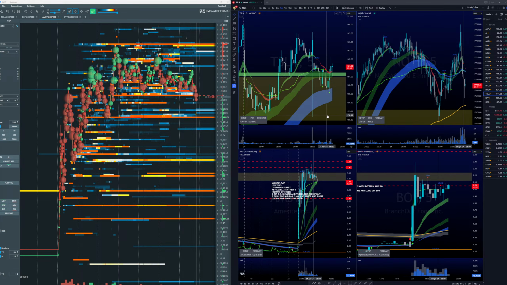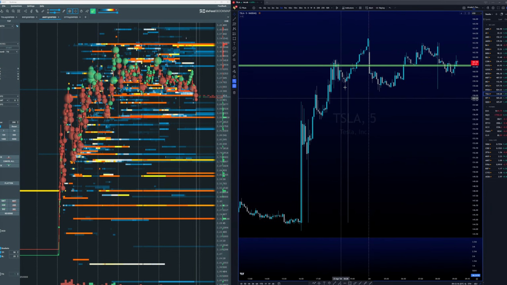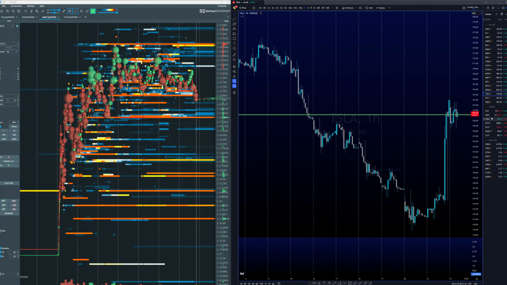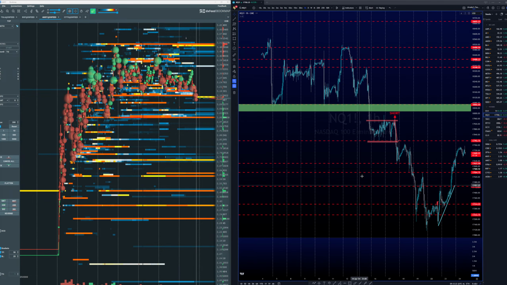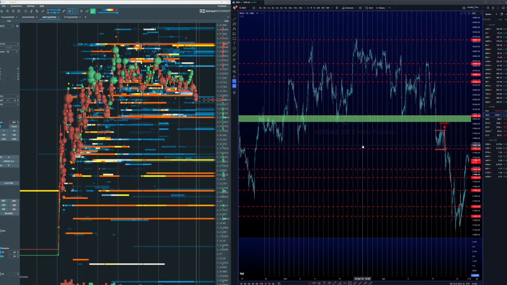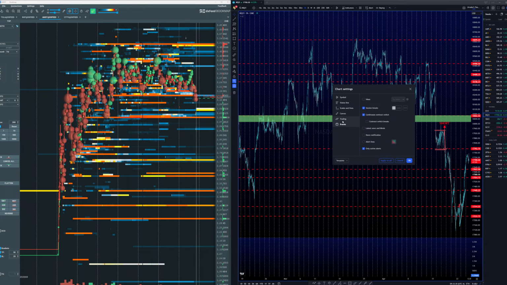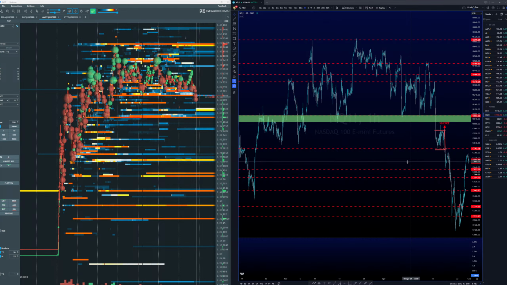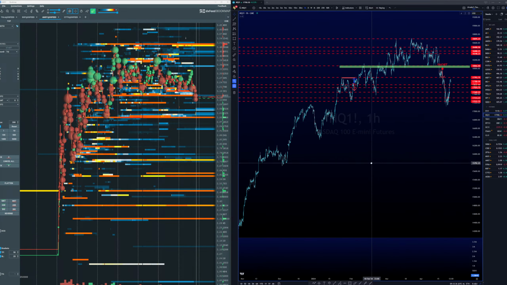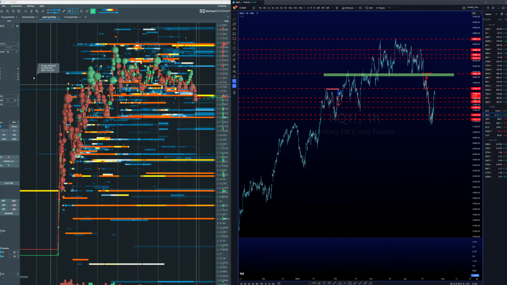Okay, let's review the market together. And let's start looking at NQ over here. All right. So first of all, we have what I can say is a major head and shoulders on NQ.